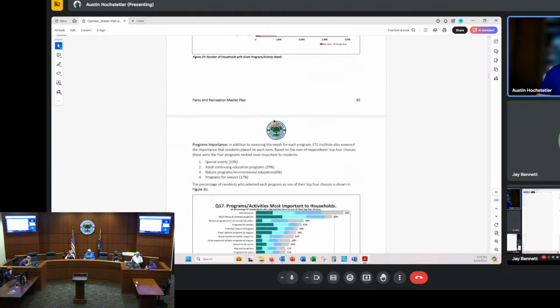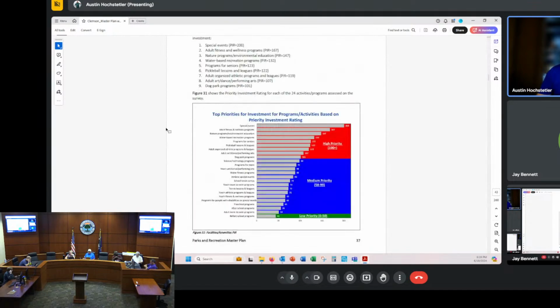And you'll see the same thing for programs and services, same orientation. And here you'll see special events. And actually, with the math that they do, 200 is the highest score that you can have. So technically, between facilities and programs, special events was your community's highest need, highest priority.